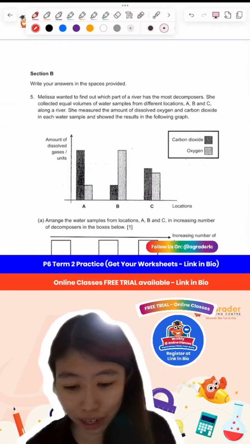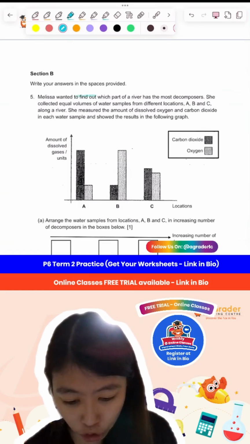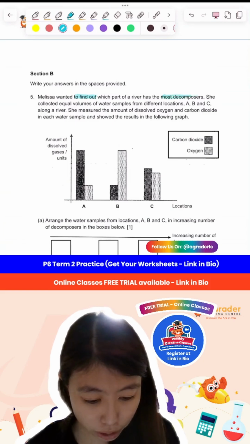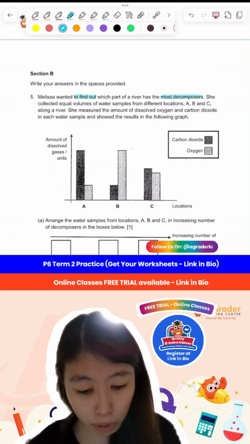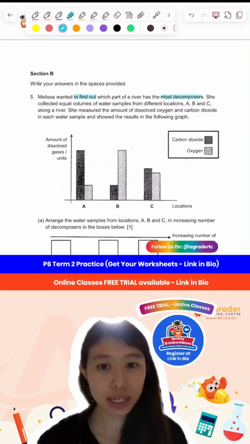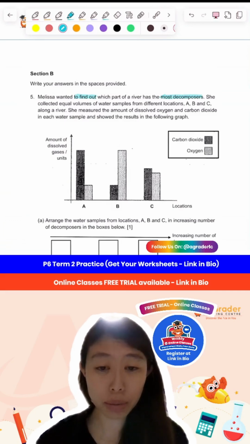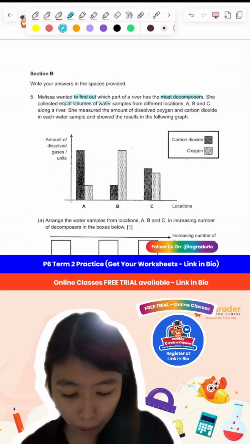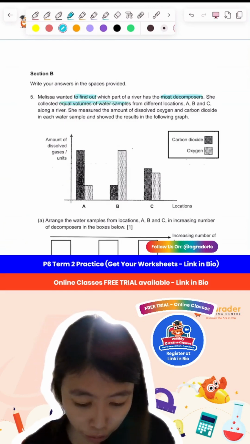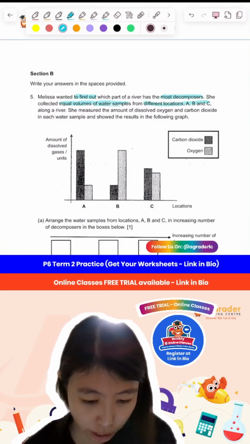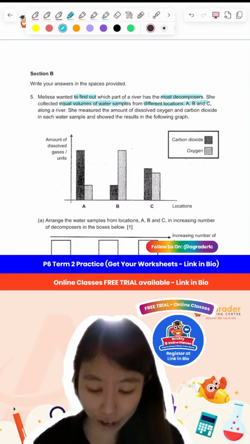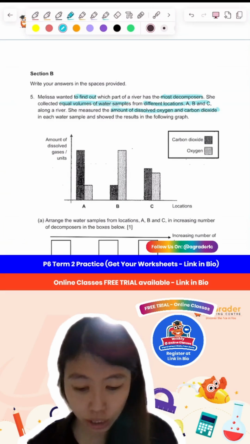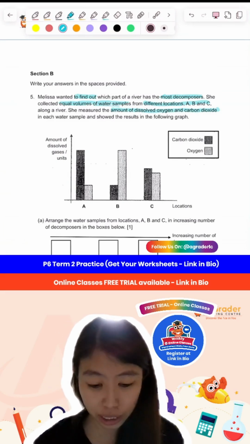Melissa wanted to find out which part of the river has the most decomposers. So this is about decomposers, which you have learned in A grader when it comes to your food web topic. She collected equal volumes of water samples from different locations A, B, and C. She measured the amount of dissolved oxygen and carbon dioxide in each water sample and showed the results in the following graph.